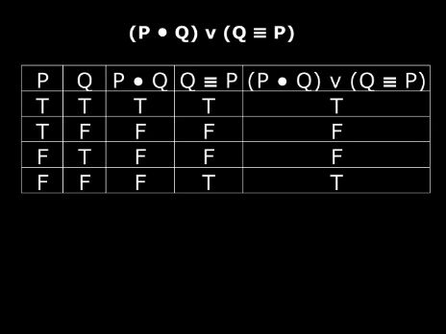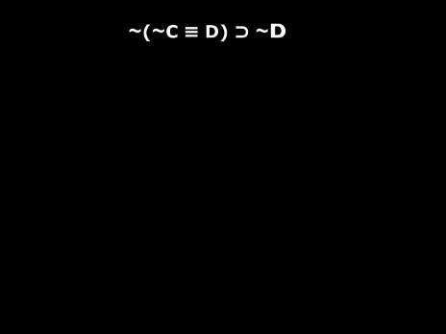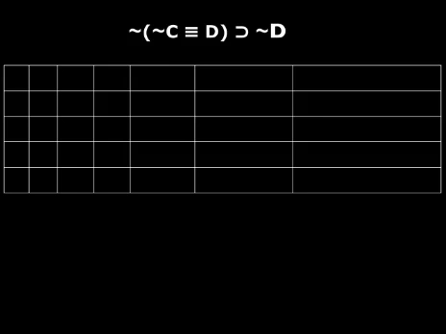Okay, let's move on to another example. Here's our statement. How many atomic statements do we have in this? 2, C and D. How many statements are involved in building up from the atomic statements to the largest compound statement? Well, we have C and D, that's 2. Not C and not D, that's 4. Okay, we have not C if and only if D, that's 5. We have the negation of not C if and only if D, that's 6. And then we have the entire conditional, 7. So we're going to need 4 rows and 7 columns.